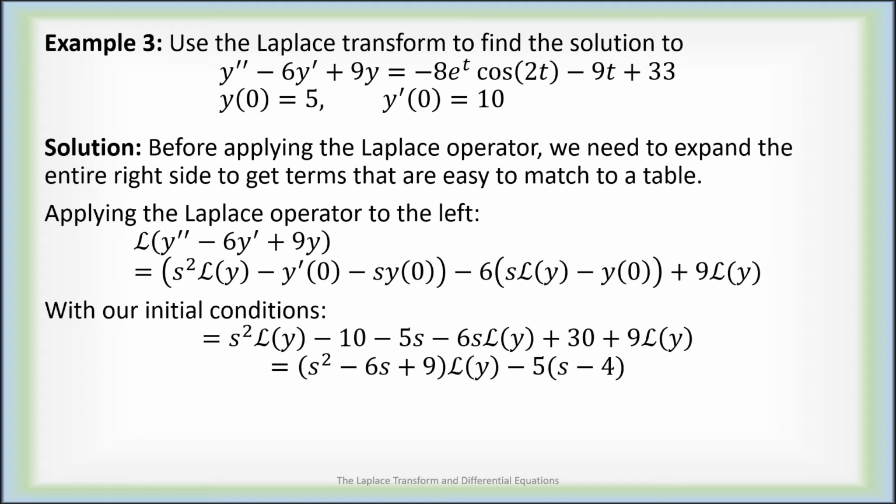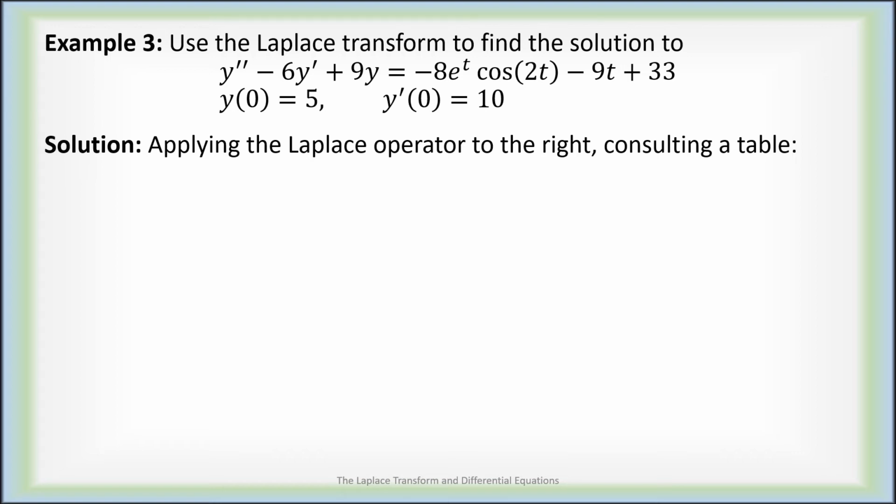Solving for L of y is our ultimate objective, so let's go ahead and collect all the terms that have L of y and factor it out. S squared minus 6s plus 9, and then all the terms that don't have L of y: 5s and 30, and a minus 10 here, giving me a minus 5s plus 20. I just noticed that I can factor a 5 out of that, and that might be handy later on. So here is the Laplace transform of the left. S squared minus 6s plus 9 times L of y, minus 5 times s minus 4.